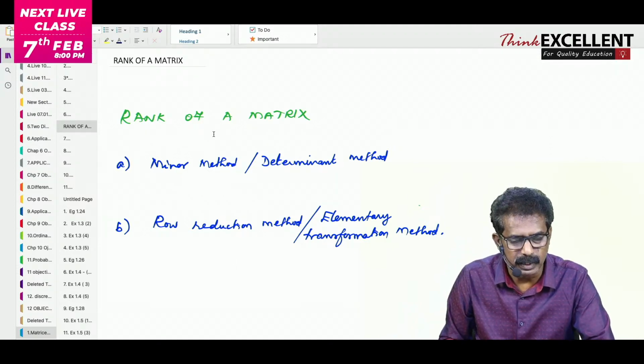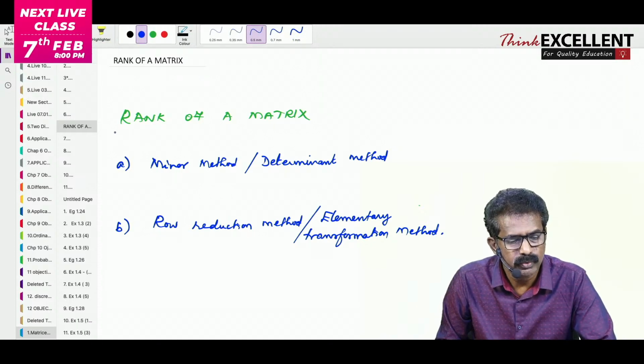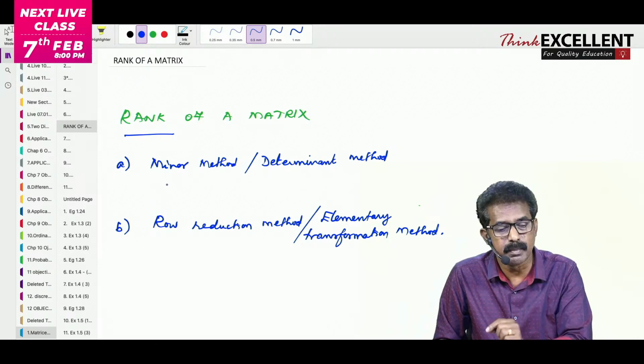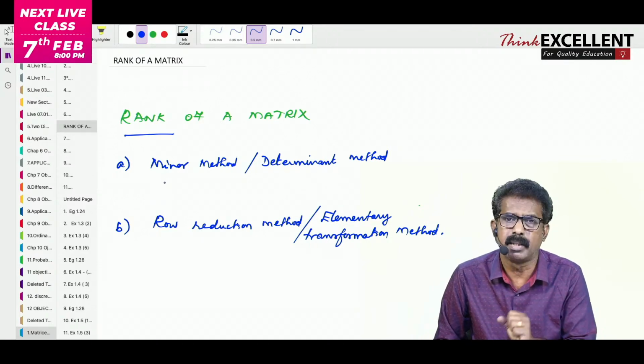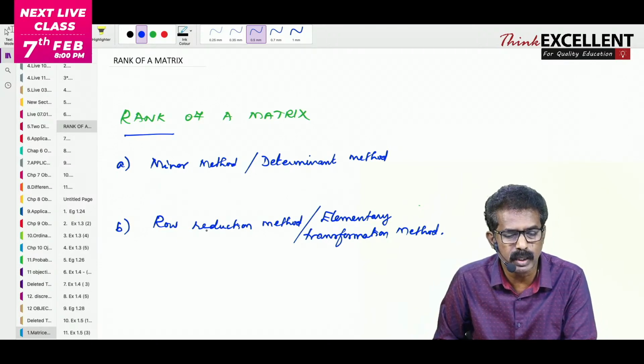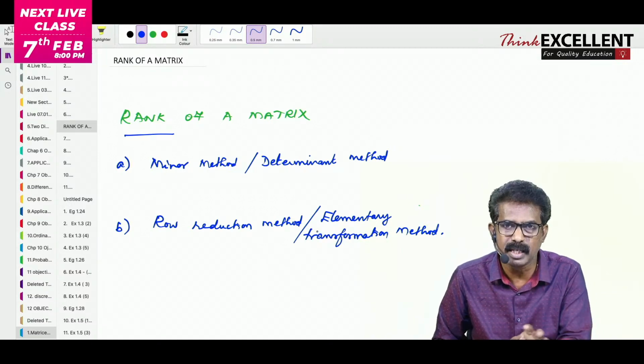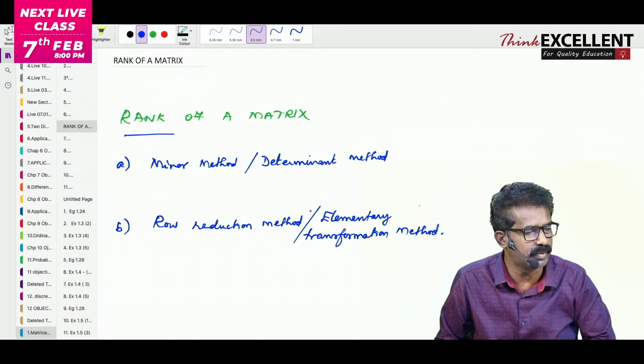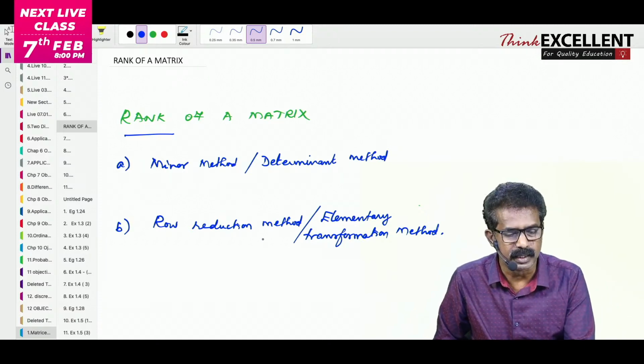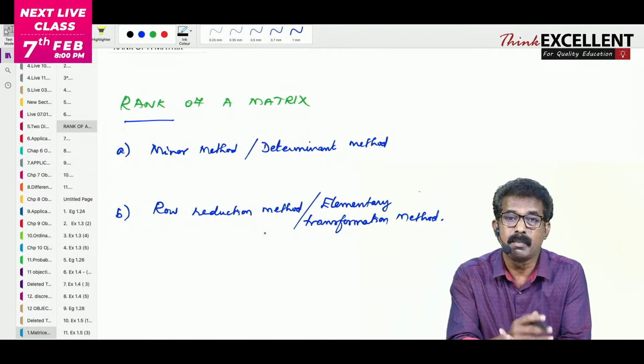Okay? Please listen here. To find rank, there are 2 methods. One is the determinant method, or we call it the minor method. Another method is the row reduction method, or we call it the elementary transformation method. We are going to study these 2 methods, and with that in today's class we are going to wind up. First one, minor method.